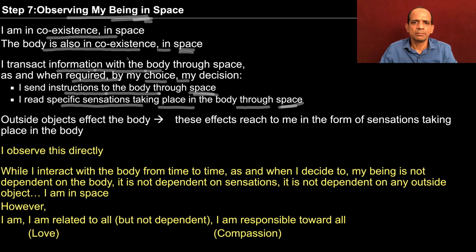So far, you might not have been able to assign importance to this observation of space, but we'll see that my understanding gets complete by the activity of realization, and I'm able to realize the coexistence when I'm able to see the submergence of nature in space. So in this step, we are trying to initiate that observation. We are trying to initiate that process by which I can enable myself to see the submergence, the coexistence. There are objects outside the body and they have an effect on the body. And these effects reach to me in the form of sensation taking place in the body. And I observe this directly.